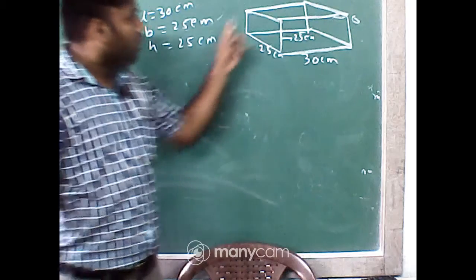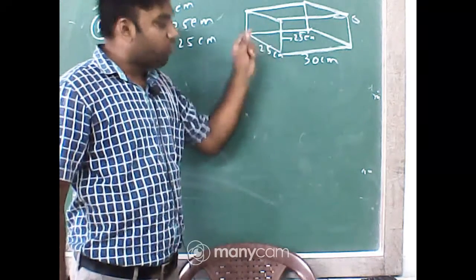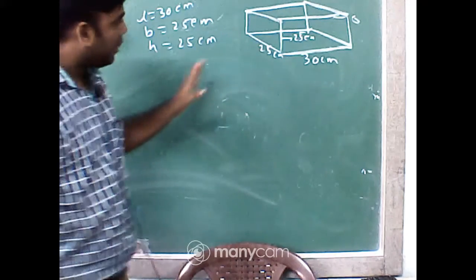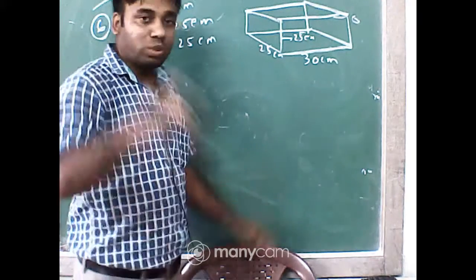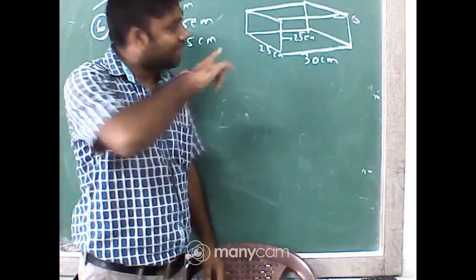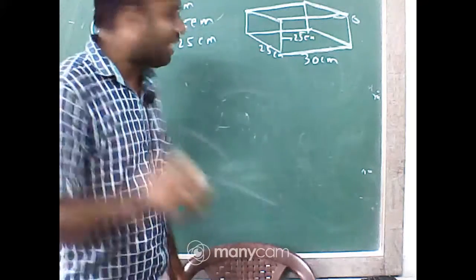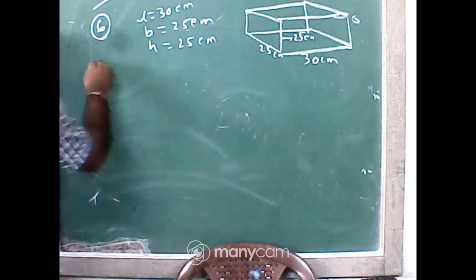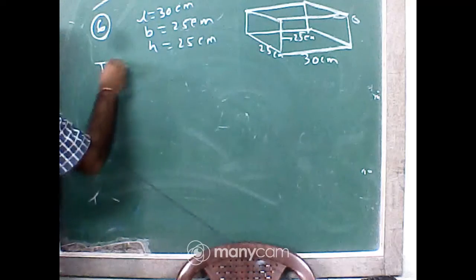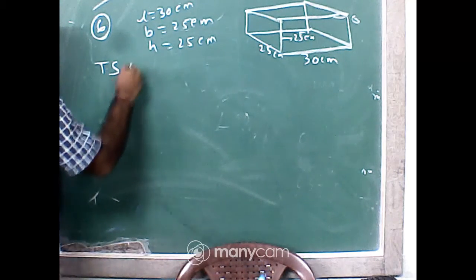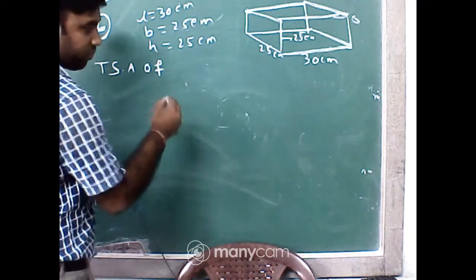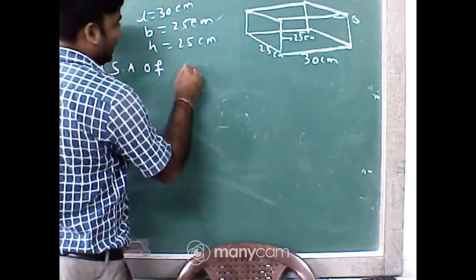First of all, if we want to find the area of the glass, we need to find the total surface area of that cuboid. It means the total surface, then we get the total surface area of the glass of the container.